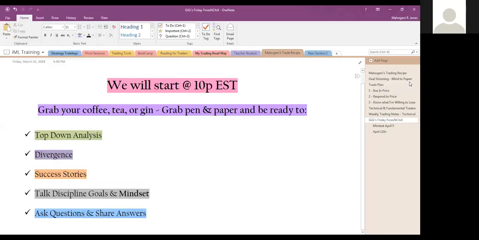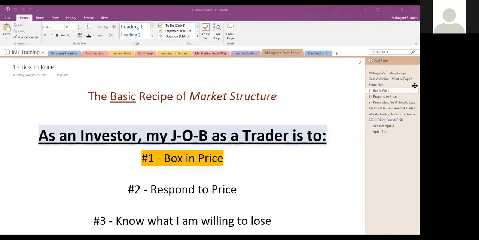Top-down analysis means that what you are doing, structure. That is the style of trading that this group does. Once you know market structure, you are good to go. So I'm going to go over the basic recipe.